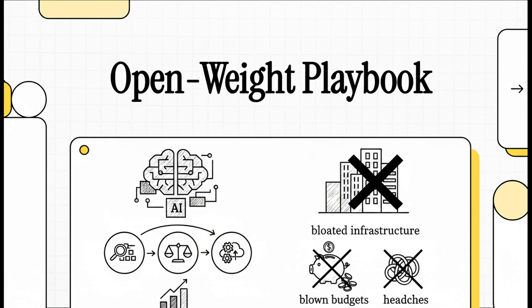Look, if you're building AI apps, you've probably already realized that the old naive approach of just grabbing the absolute biggest model off the top of a leaderboard, yeah, that is a massive trap. It literally just leads to bloated infrastructure, completely blown budgets, and enough deployment headaches to keep your engineering team awake for a week. So today, our goal is to move entirely past that.